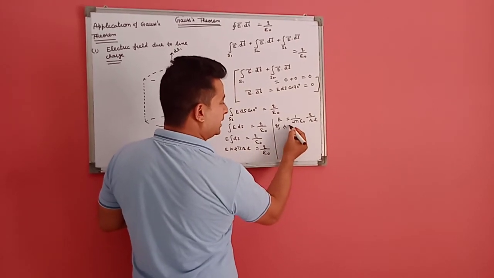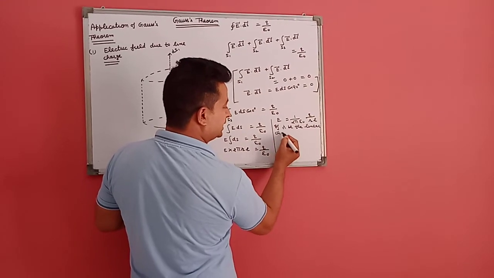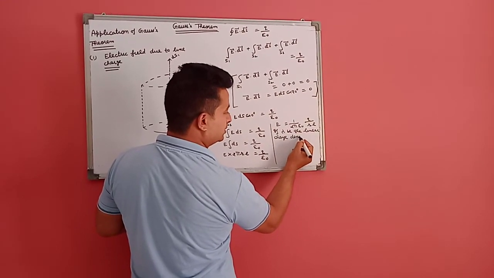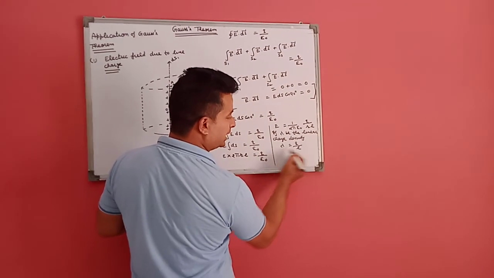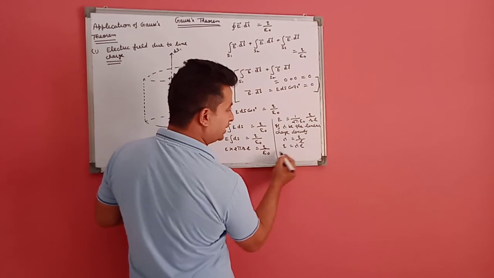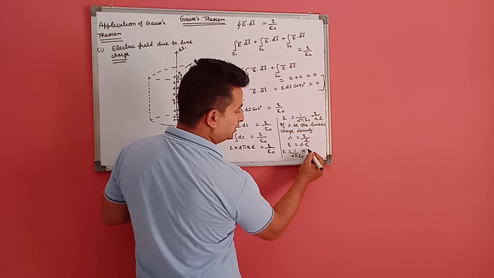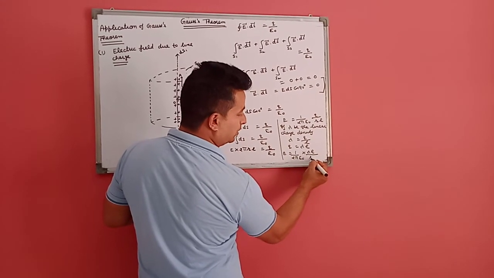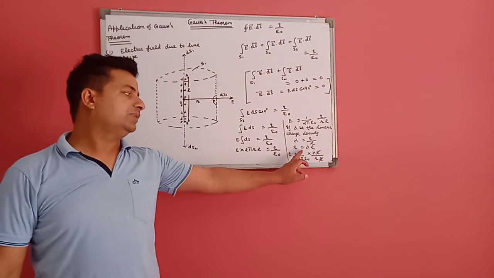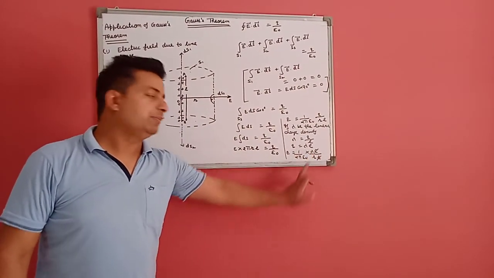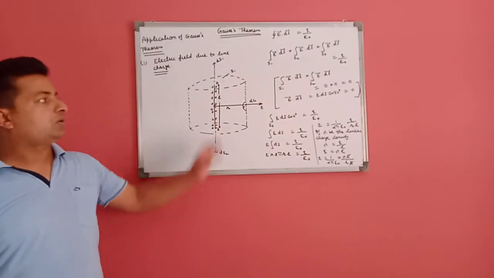If lambda be the linear charge density, then lambda is equal to charge per unit length. So Q is equal to lambda L and E is equal to 1 by 2 pi epsilon naught, Q is lambda L upon rL. This cancels out. This means the electric field is 1 by 2 pi epsilon naught lambda by r. It is the expression for the electric field due to a long straight rod.